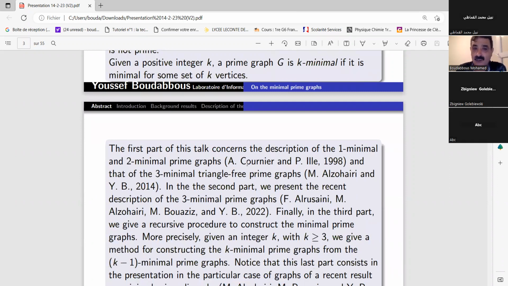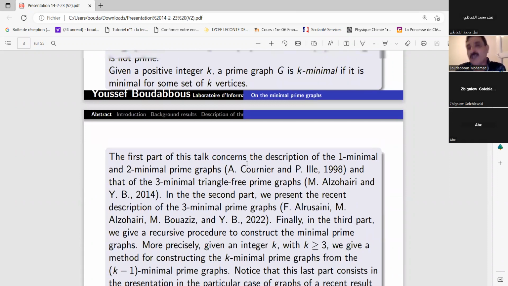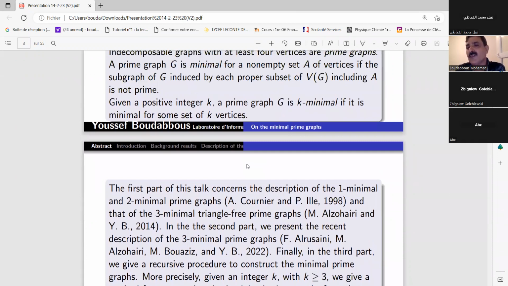The first part of this talk concerns this notion. This notion was introduced by Hill and Cornet. The first part concerns the first results on this notion, that is the description of the one-minimal graphs and the two-minimal graphs. Then we present the description of the three-minimal triangle-free prime graphs obtained by Al-Zuhairi and myself.